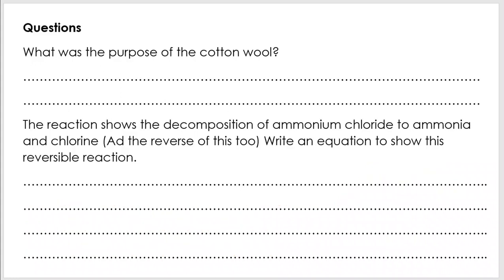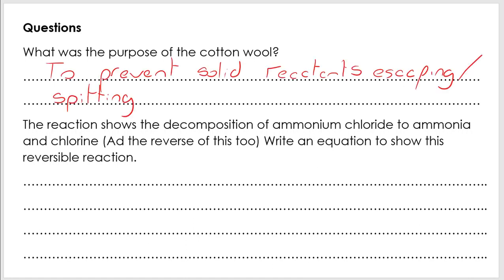Why did we add the cotton wool? Well, in a sense, we've got a solid at the bottom of the test tube. We're heating it. We don't want to lose any of those reactants. The cotton wool's not going to stop the gases. They will escape through, but they'll escape more slowly than if it wasn't there. But ultimately, it's to prevent the loss of solid reactants, any spitting of those reactants that could be dangerous to those people around it. The reaction shows the decomposition of ammonium chloride to ammonia and chlorine.